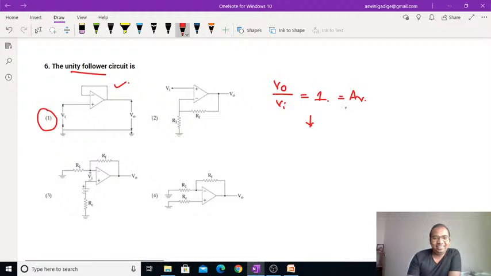Ramya, so I think I made a mistake in the addition, right? Okay, fine. So AV is equal to 1, guys. So it is a unity follower circuit. Okay, Nikita, fine. So even though I made the mistake, I got the correct answer, right?